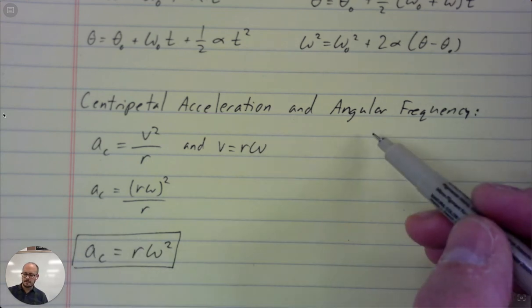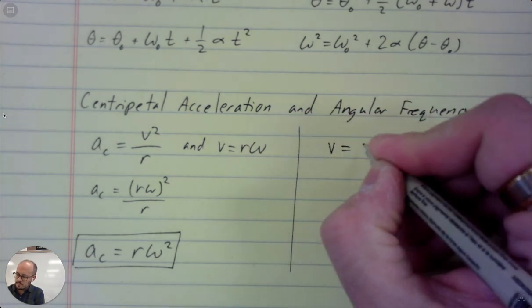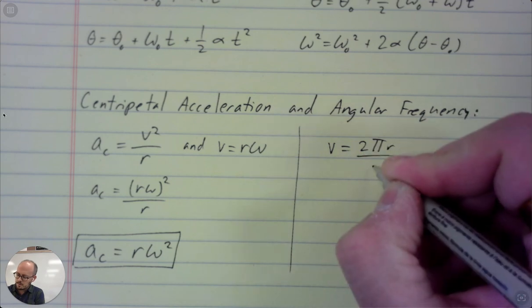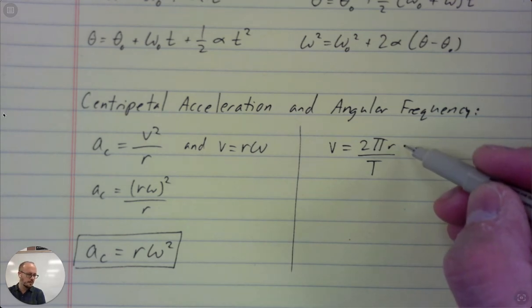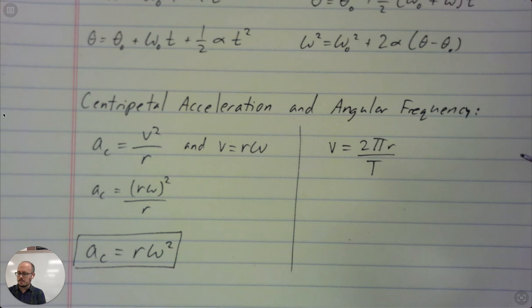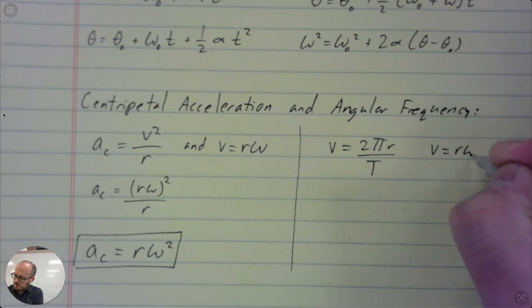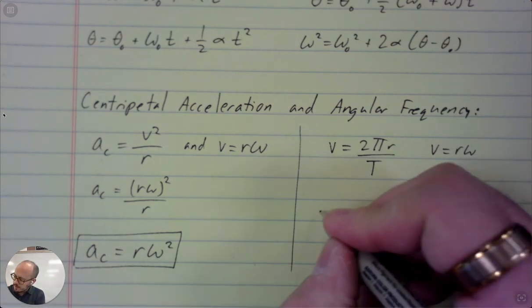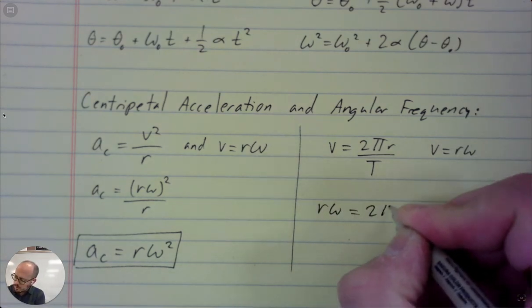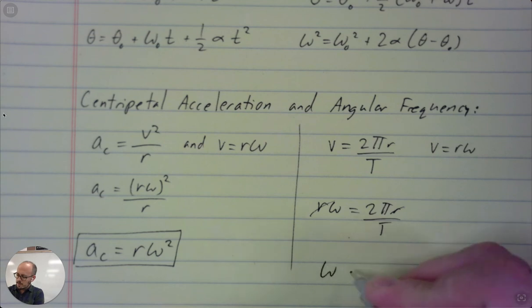This is also tied to the idea of angular frequency. In the centripetal motion unit, we talked about the speed of an object moving in a circle is equal to 2 pi r over t. So that's the circumference divided by t. And if I apply one of these relationships, v equals r omega, I can again combine my angular idea in here, and I get r omega equals 2 pi r over t. The r's would cancel, and so omega is equal to 2 pi over t.